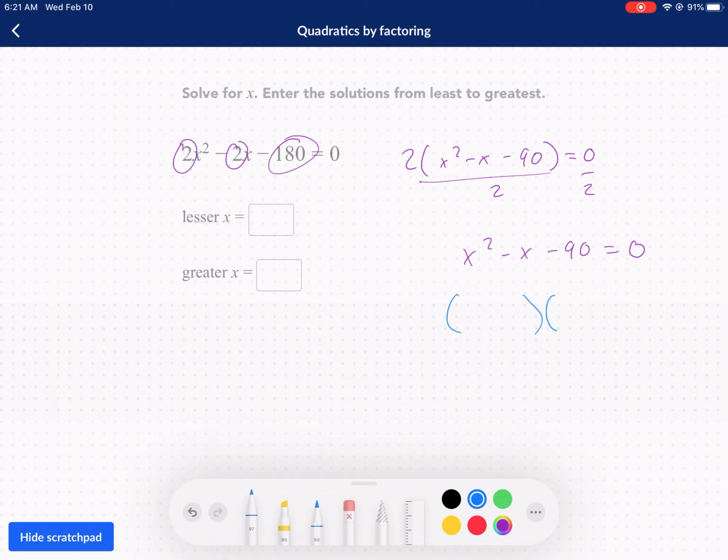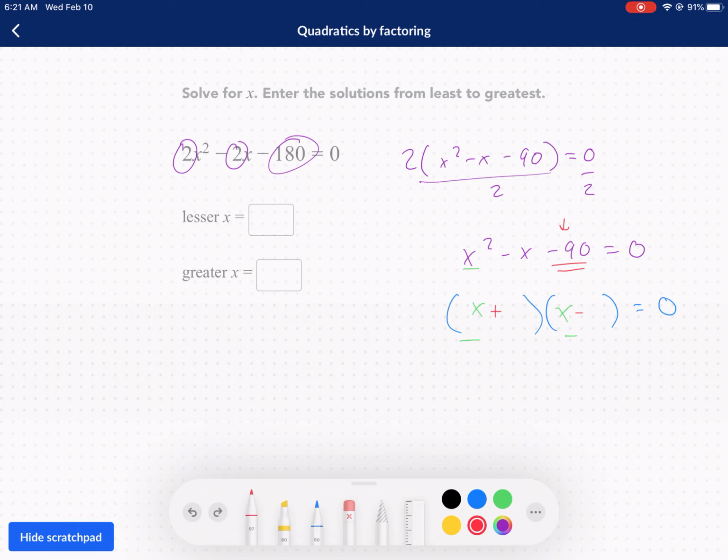Boom, boom, shake the room. Equals 0. First slot, x and x. That one's the easy one. This one's going to be the tougher one. We have a negative third term. That means one is going to be positive, one is going to be negative. Now, this term is negative, which means the bigger number needs to be negative. So our bigger number is going to be here, just as a heads up.